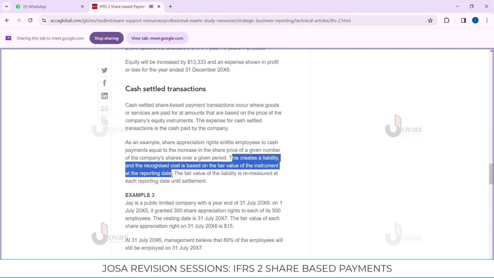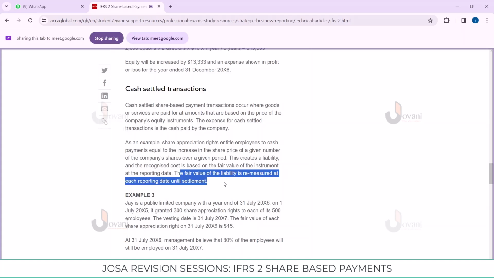And so, we do not look at any other fair value going forward. When it comes to cash settled, we always look at the fair value of the instrument at each reporting date. That's why you're saying the fair value of the liability is remeasured at each reporting date until settlement. For equity settled, we do not look at the fair value at each reporting date. Whereas for cash settled, we must look at the fair value at each reporting date. Is that clear with everyone?